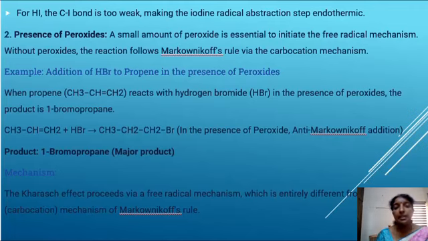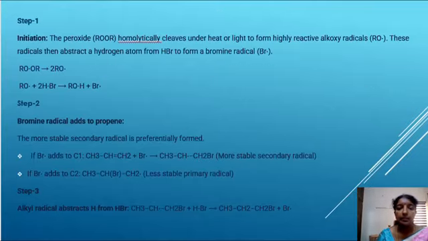Let me explain the mechanism also. The Kharasch effect proceeds via a free radical mechanism which is entirely different from the ionic or carbocation mechanism of Markownikoff rule. The mechanism of the Kharasch effect takes place in 3 different steps. Step 1 is initiation, step 2 is bromine radical addition to propene, and step 3 is abstraction of hydrogen from HBr. Let me explain one by one.